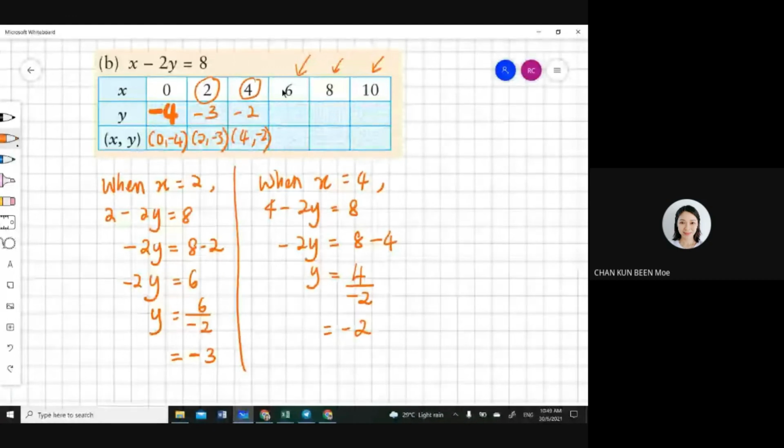Can all of you, I give you 1 minute right now, you give me the answer. What is the value of y when x is equal to 6? 1 minute start from now, everybody. Try to write down in a piece of paper.